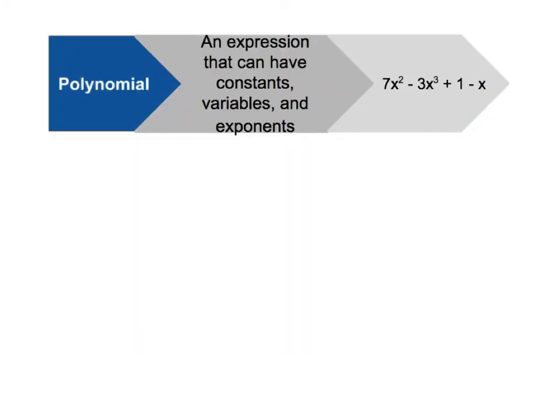All right, the first word is polynomial. A polynomial is an expression that can have constants, variables, and exponents. Remember, we're going to highlight some things. Your constants are like your numbers out in front. So 7, -3, 1, and then there's a sneaky little -1 right here. So those are all constants.